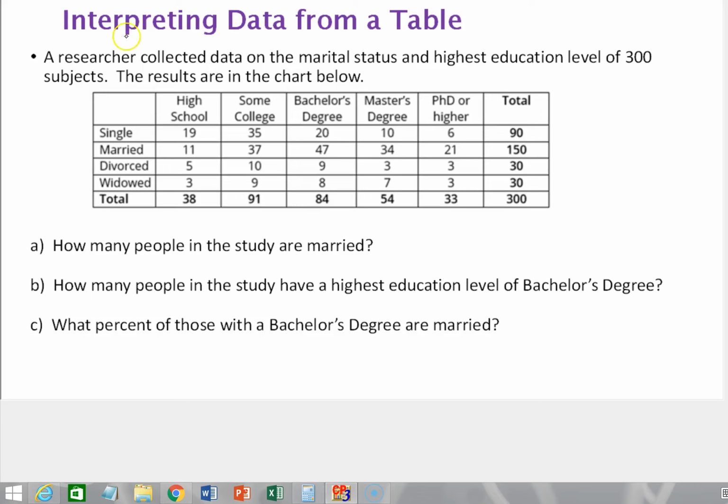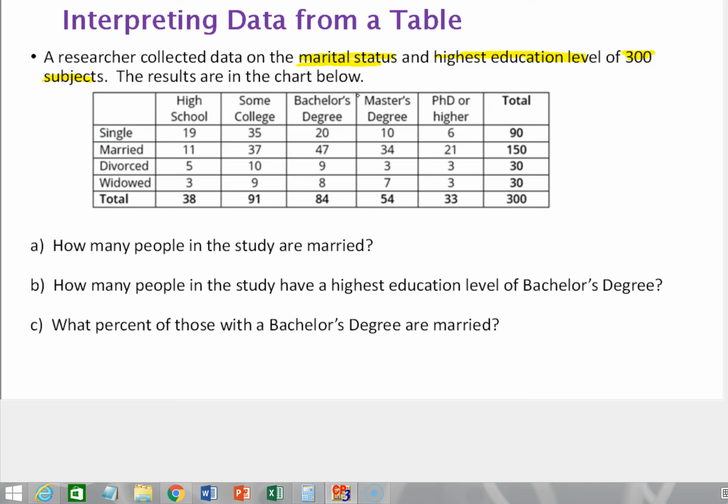In this video, we're going to interpret data from a table. Let's read the information. A researcher collected data on the marital status and the highest education level of 300 subjects. The results are in the chart below. So here's our chart or table.